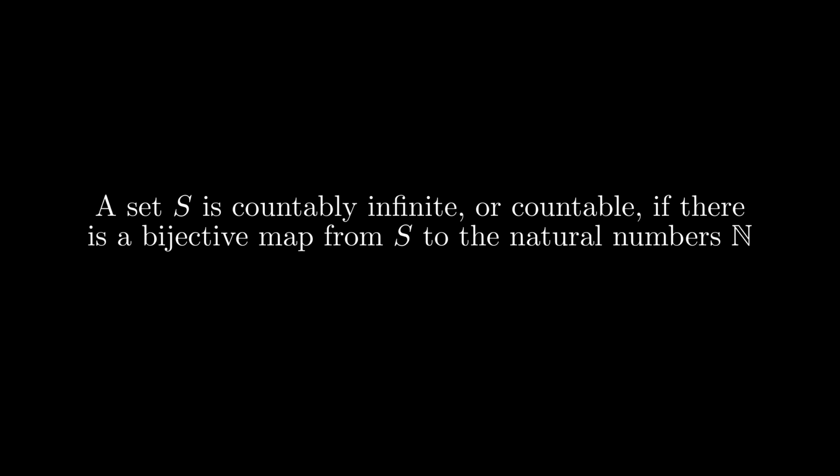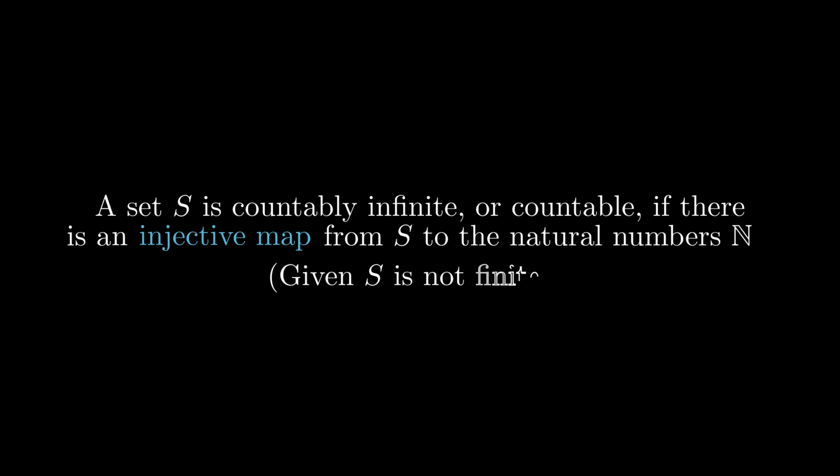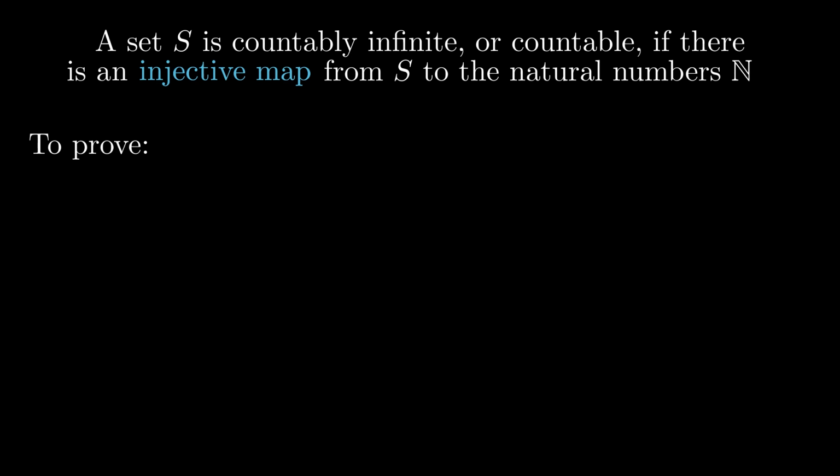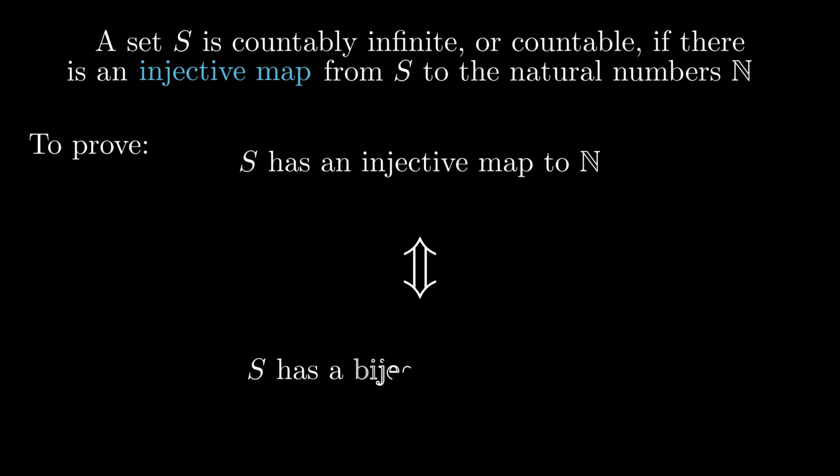We can actually relax it to say that S is countable if there's an injective map to N, given that S is not finite. We still need different inputs to map to different outputs, but you no longer need to map to every single natural number. In order to prove this, we need to show that if we have an injective map from S to N, then we also have a bijective map from S to N.